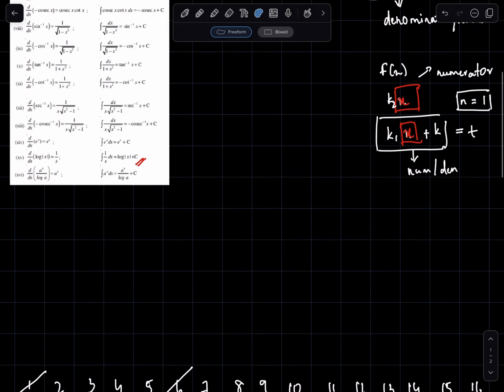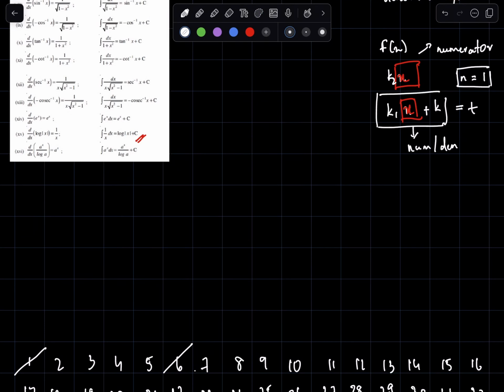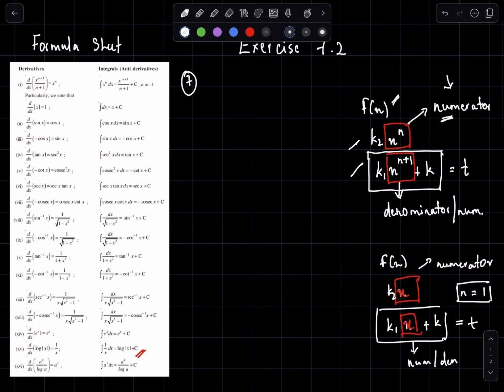Okay, so because we're done with 7, let's cancel 7. Now what's the next question? Let's see. 7 is good. 8 is interesting also, and it's quite simple. So now you have to tell me. This is very simple, right?